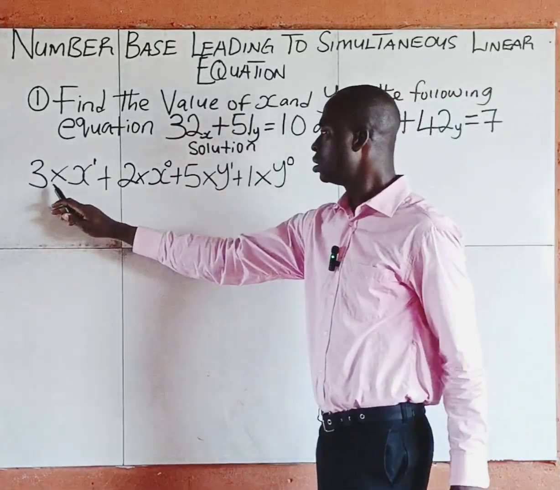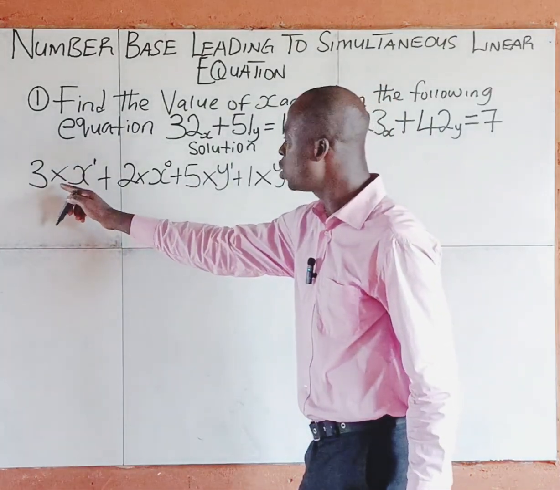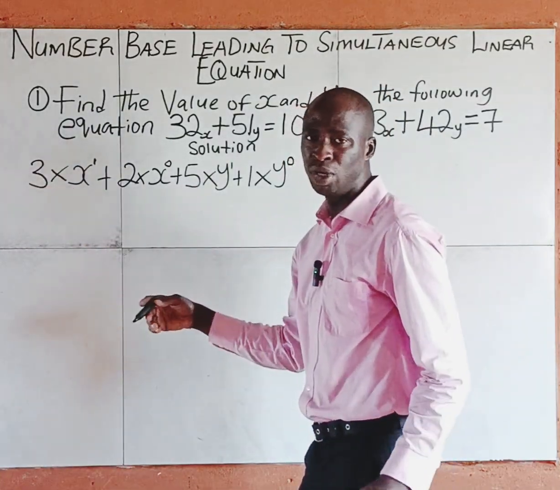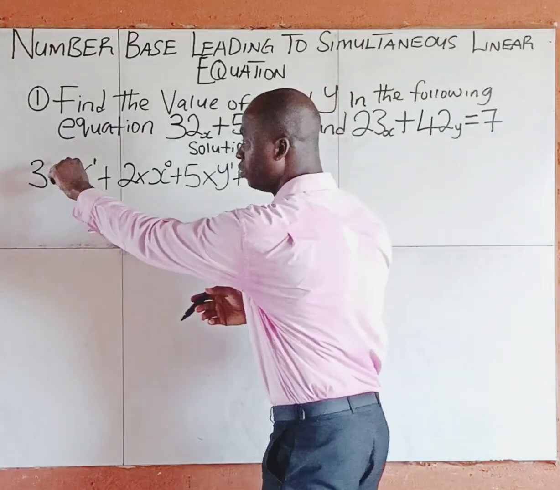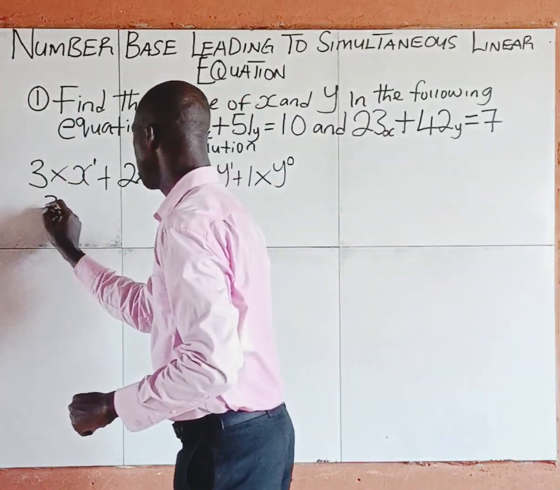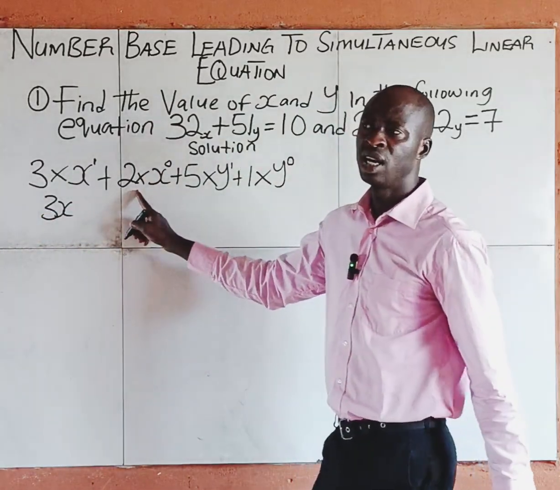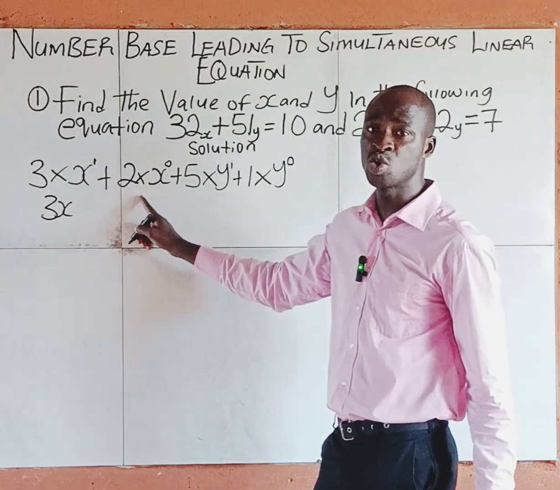Now, in mathematics, when you are asked 3 multiplied by x, from the laws of algebra, I advise students to just remove this multiplication sign and join both. It will give you 3x. You can see for yourself. Then, anything raised to the power of 0 is always 1.